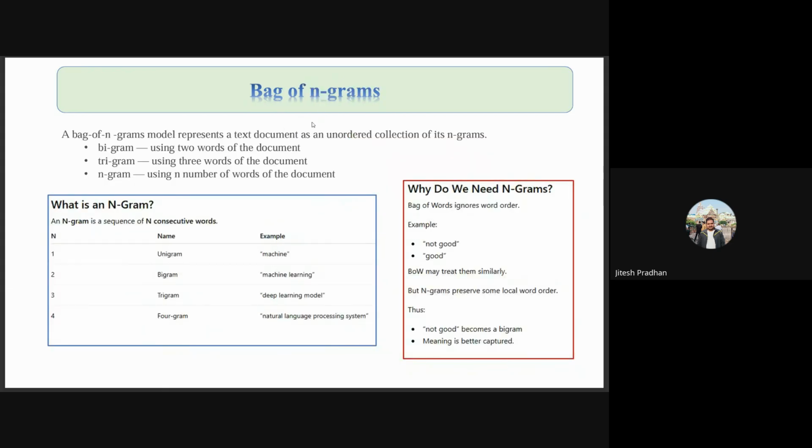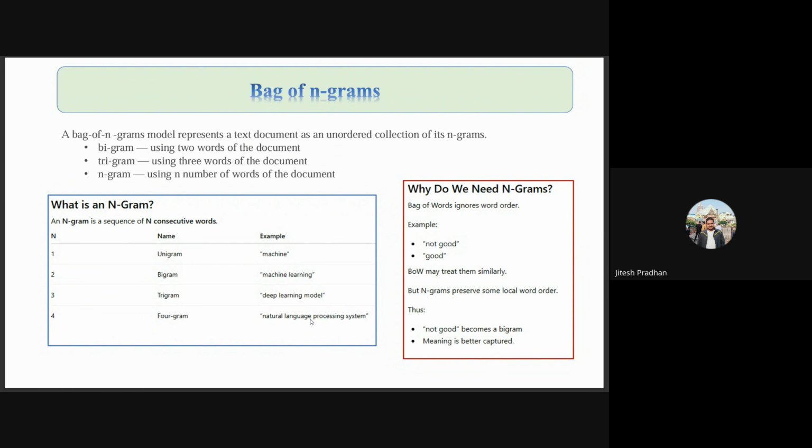Okay, now bag of n-grams. We have already discussed the n-gram technique. We have bigram, trigram, and n-grams. Bigram means a combination of 2 words, trigram is a combination of 3 words, and n-gram is a combination of n words. So look at unigram, we are considering only "machine". Bigram, "machine learning". Trigram, "deep learning model".